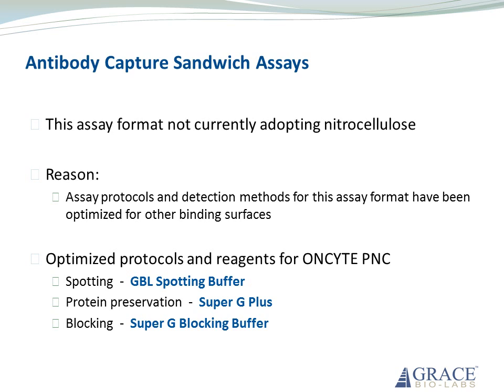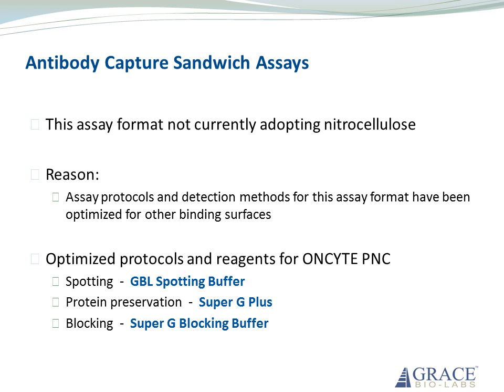ELISA-type sandwich assays have been slower to transition into the microarray format, and many of the ones that have are primarily using functionalized glass surfaces. We've found that many users evaluating the performance of ONCYTE PNC with sandwich assays are using methods and reagents suited for glass surfaces, and which actually work against the benefits of PNC. One has to recognize that ONCYTE PNC requires methods and reagents that are more suited to this specialized surface.